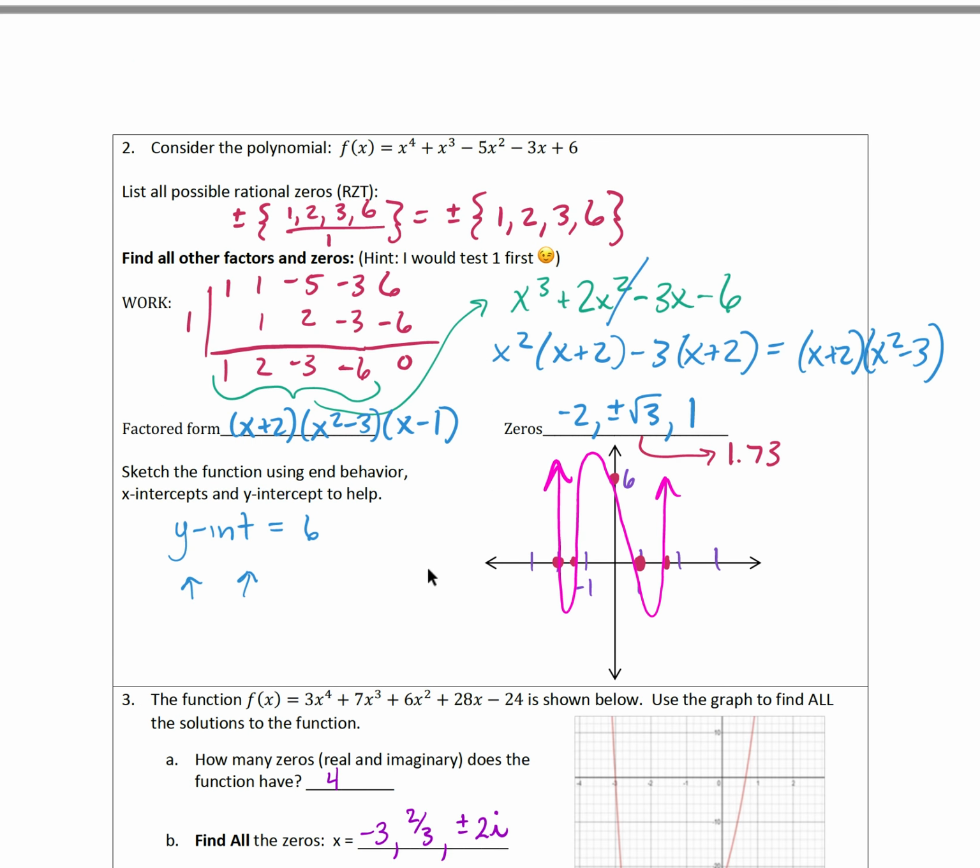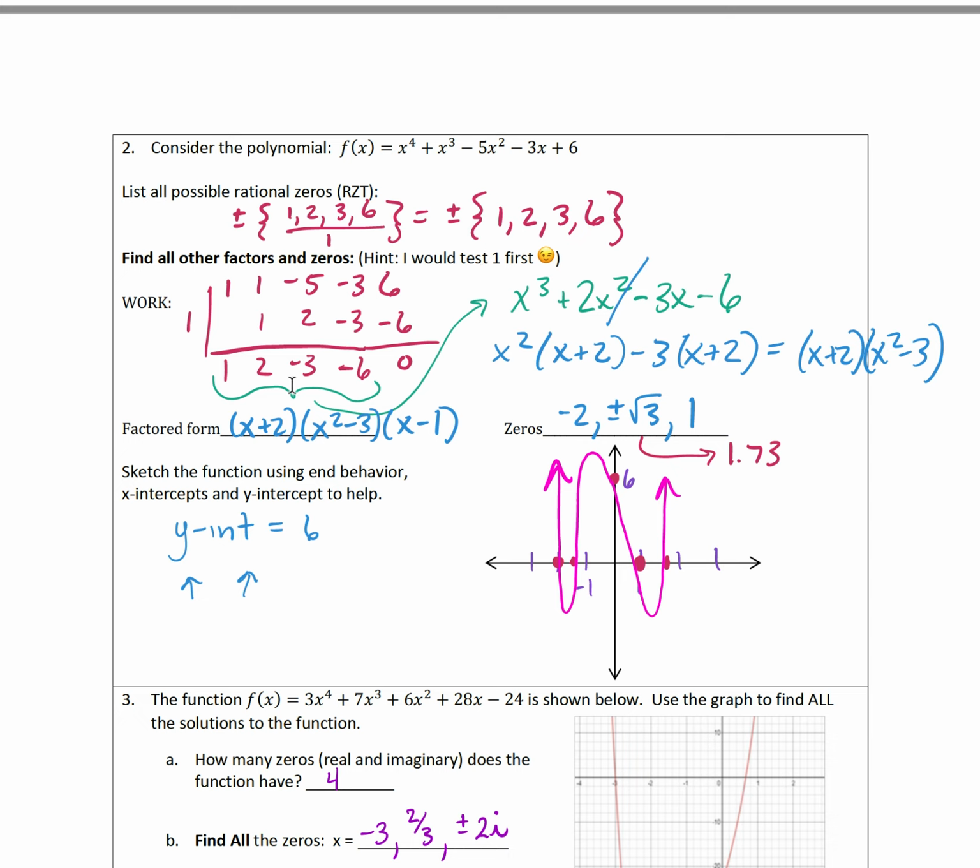Okay, this is the same thing, except it's positive x to the 4th, so it's going to look like a w. The rational root theorem says all the factors of 6 divided by all the factors of 1, which really just leaves you that. We say, hey, why don't you try 1 first, which means 1 is a 0. It means x minus 1 is a factor.